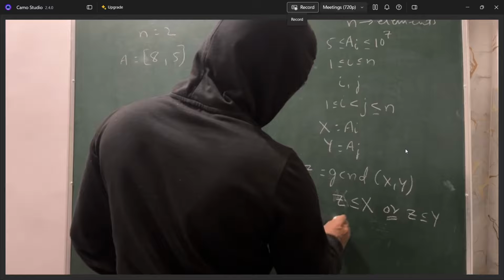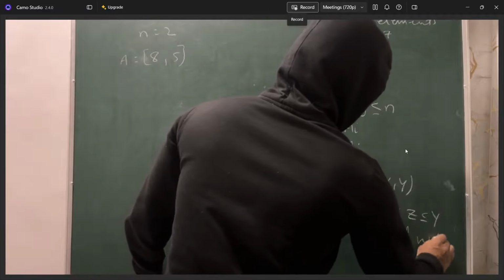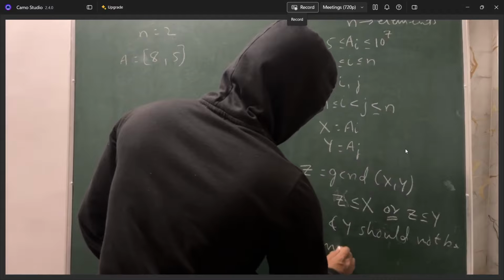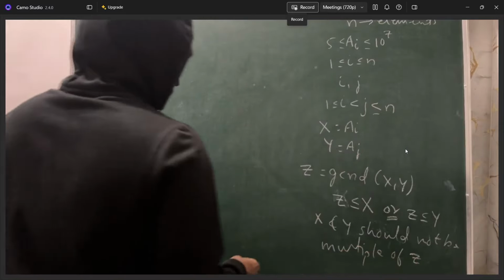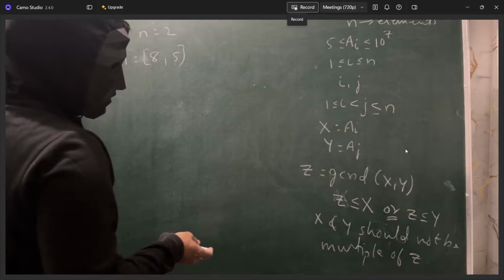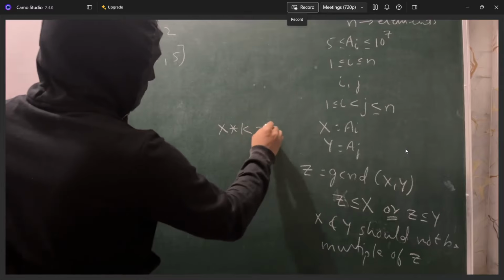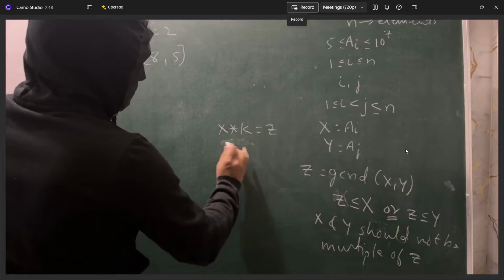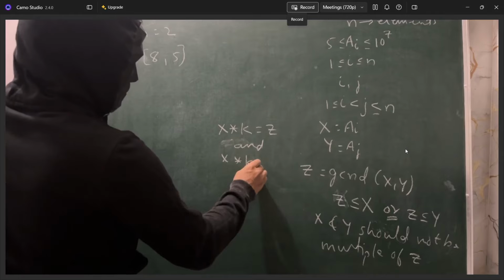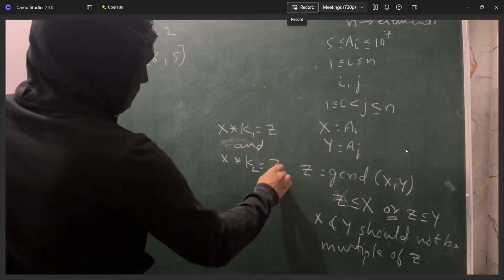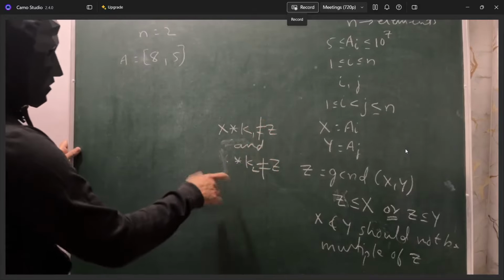X and y both should not be a multiple of z. So the meaning of that is you cannot write x in the form of, let's say, x times k, where k being some integer, equals z. Both conditions have to hold, so x times k1 or y times k2, you can take, should not be equal to z.